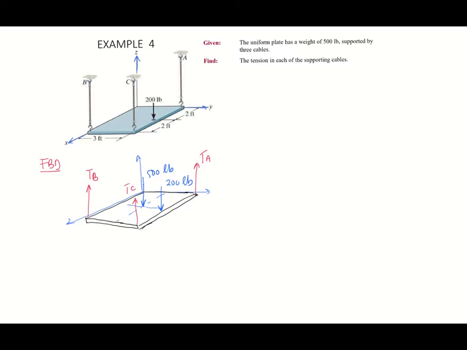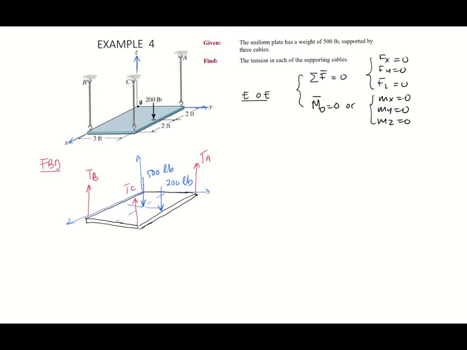Once I have drawn my free body diagram, I will take the equations of equilibrium. As you recall, equations of equilibrium are adding all forces equals to 0. That leads to 3 scalar equations, and then I have moment with respect to a point, which I could call 0 as a vector, or I can also have moment with respect to my axis, so that I have the 6 equations of equilibrium.